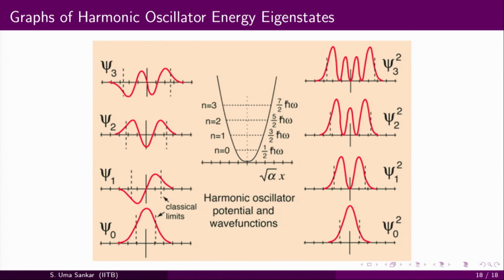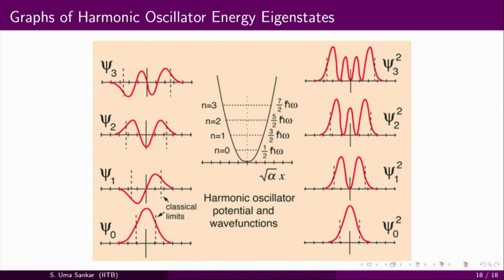For psi naught, we have a symmetric wave function, psi 1 is an antisymmetric wave function, psi 2 symmetric, psi 3 antisymmetric, etc. Also, psi naught has no node, psi 1 has one node, psi 2 has two nodes, psi 3 has three nodes, etc. And you see the probability. In the beginning it does not look anything like an oscillator, but by the time you come to psi 3 square you begin to see that oscillator looking pattern.